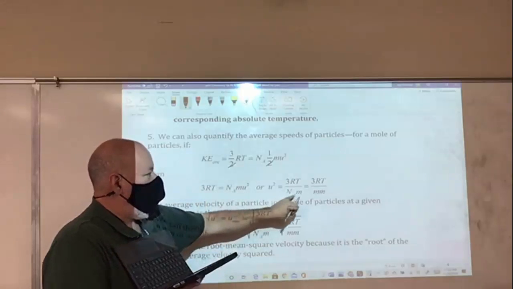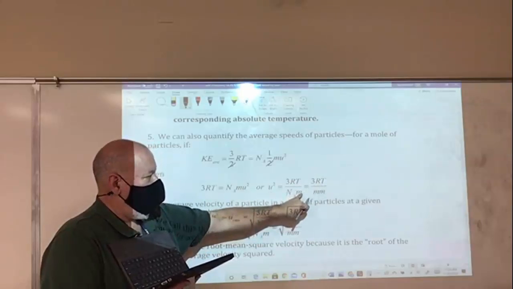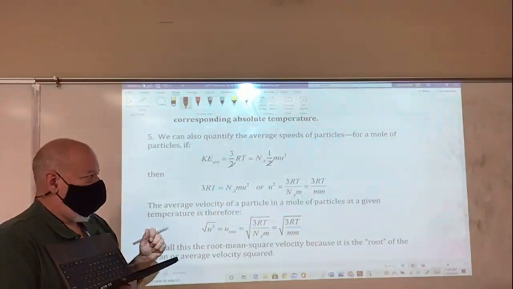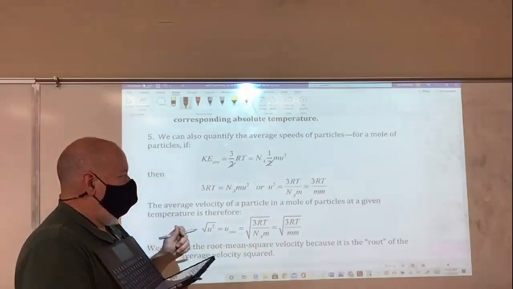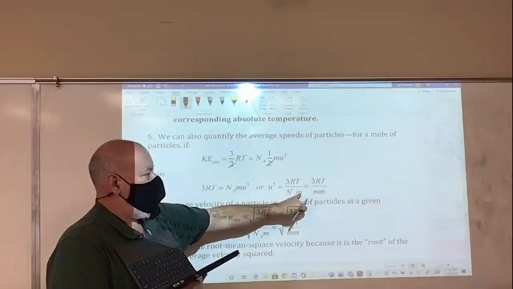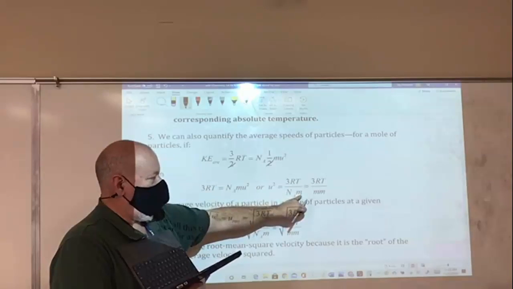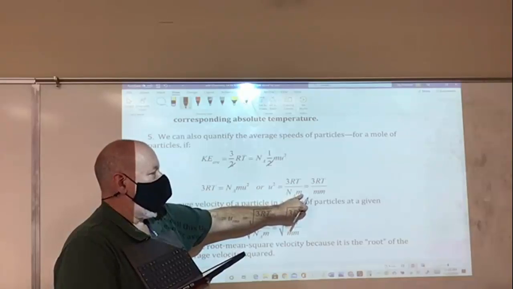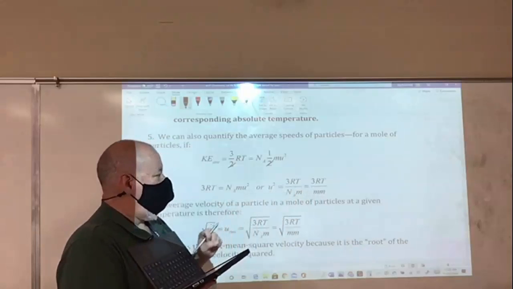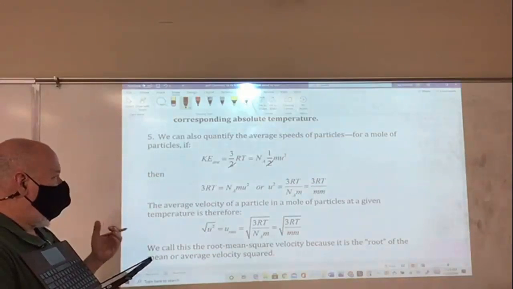And what we come to realize then is that Avogadro's number, which is a mole of particles, times the mass of all of those, is just the molar mass of that substance. So if I took 6.022 times 10 to the 23rd times 1.01 atomic mass units for hydrogen, or 2.02 for H2, that would just be the molar mass of that. So 3RT divided by the molar mass is what we're talking about here.